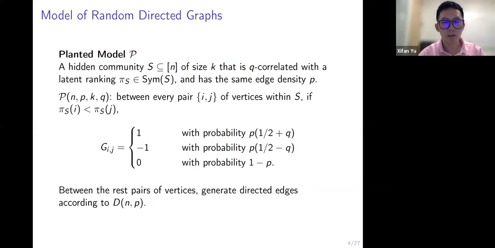In other words, between every pair of vertices, there is a probability p for the existence of a directed edge. But for pairs of vertices within the hidden community S, this directed edge is more likely to point in the direction given by the latent ranking. In particular, if q is equal to 0, we get back the null model. Whereas if q is equal to 1/2, whenever there's a directed edge between i and j, the directed edge points from i to j if i comes before j in the ranking.